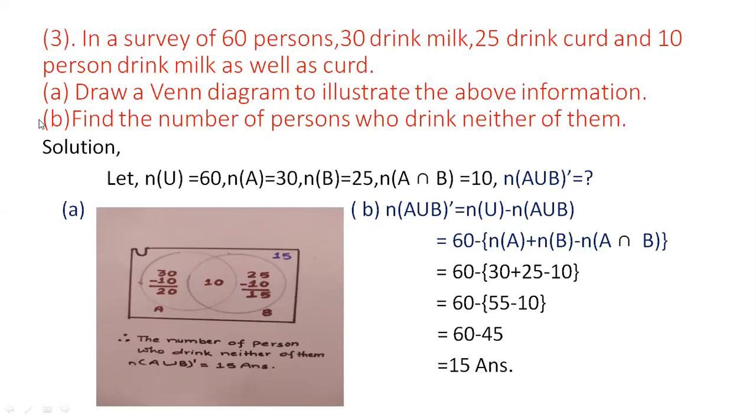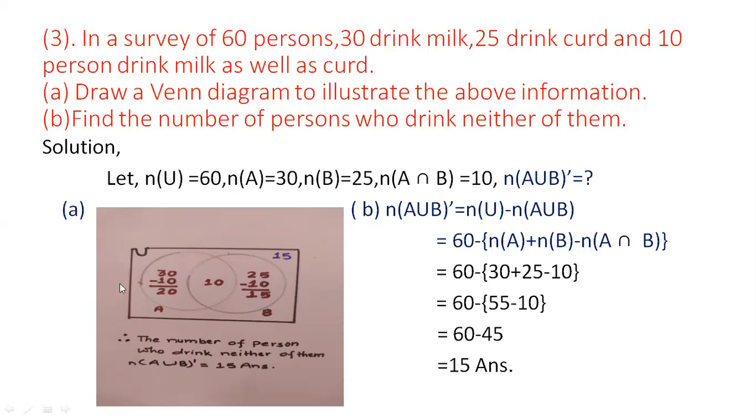Now what is asked to find here? Draw a Venn diagram to show this. The Venn diagram should be shown like this. The common element should be written here. The common number is 10. Altogether, people who drink milk were 30. 30 minus 10 is 20. And total curd, how many were there? 25. 25 minus 10, only curd, is 15. Then how many remain outside?